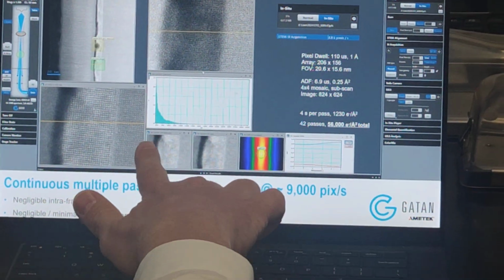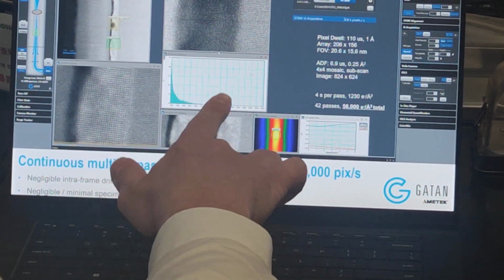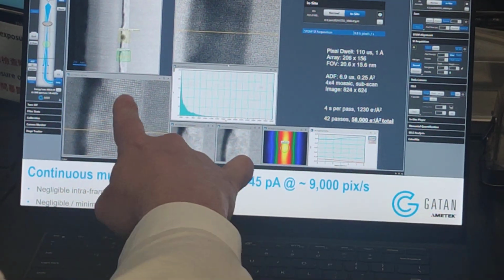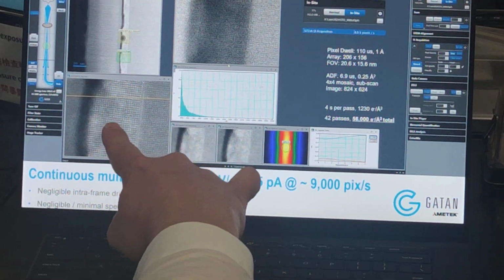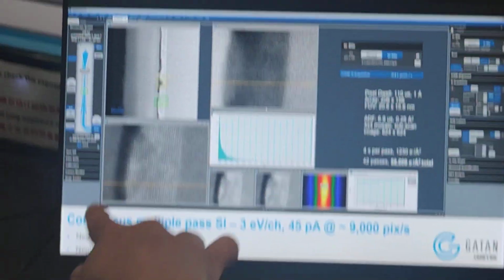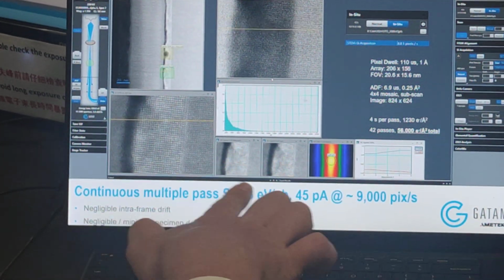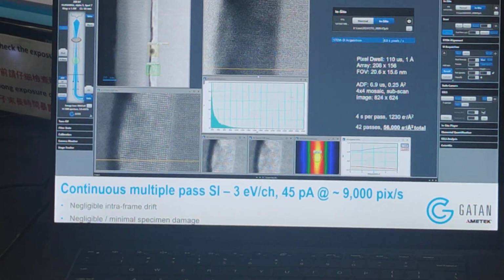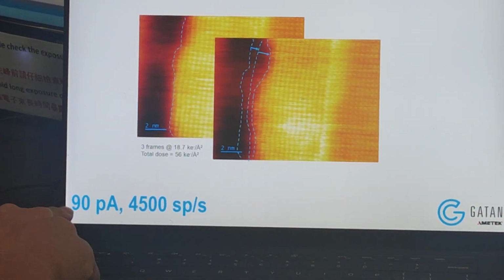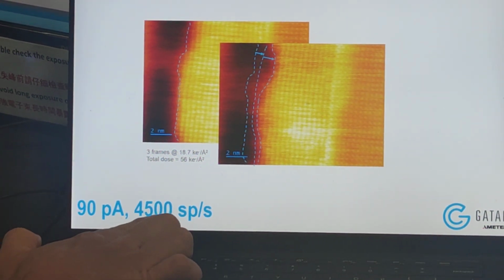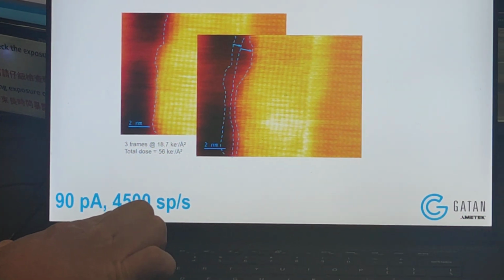Yeah, this was 42 passes. What was interesting with this one is this oxide is actually kind of beam sensitive, which I realized afterwards. So this is 45 picoamps, 9,000 spectra per second. But if you do it at 90 picoamps, 4,500 spectra per second. So that's still really fast, right?